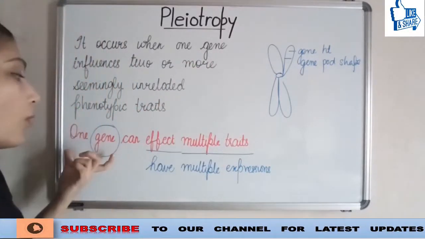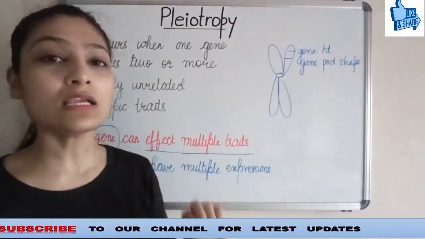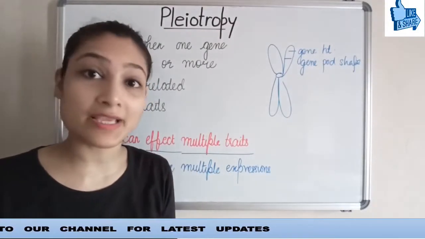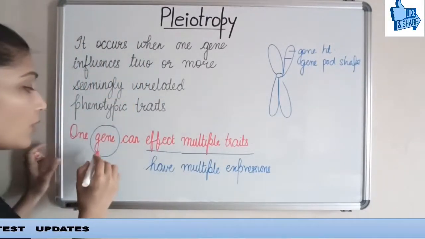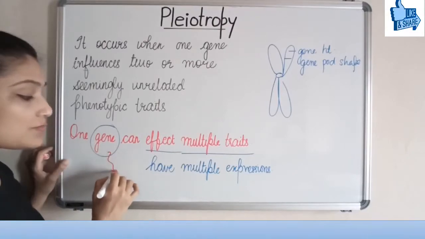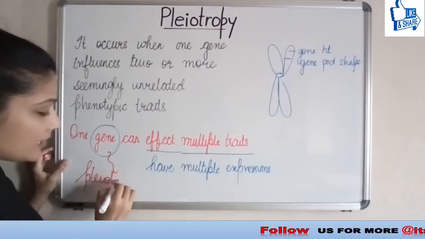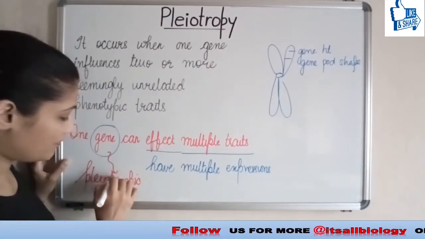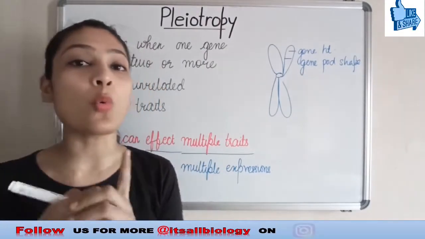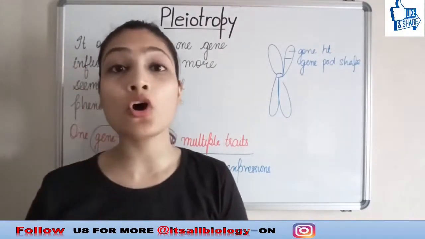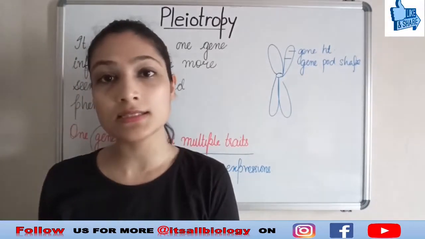One more thing, one gene can have multiple expression. A single gene can have multiple expressions. That also you have to remember. Now, this gene which is responsible for all of this, we call it as pleiotropic gene. There are two examples in your book. One is the example of phenylketonuria and the second is starch synthesis in pea.